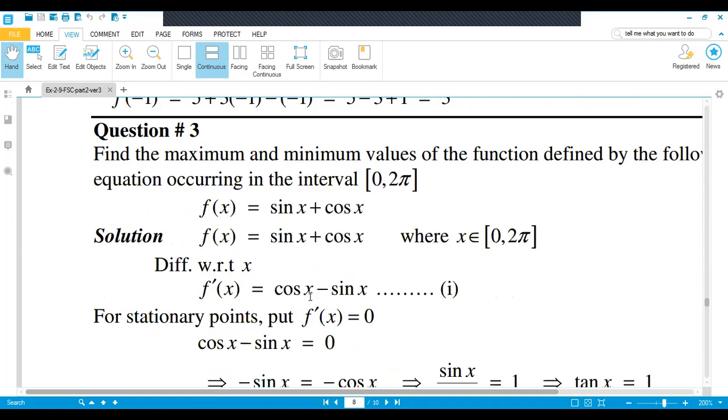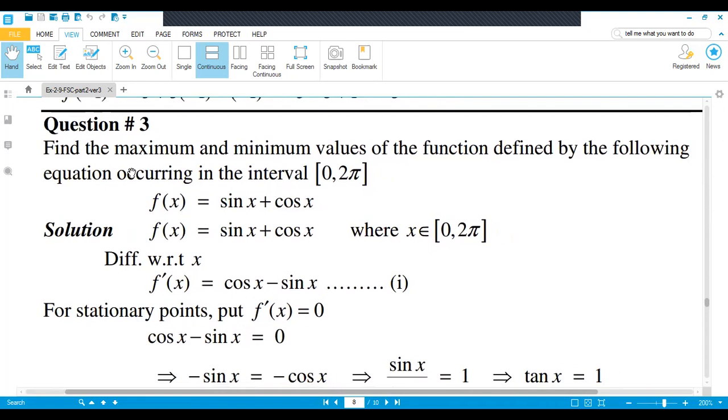Now come to question number 3. From question number 3, today we will start. Find the maximum and minimum value of the function defined by the following equation occurring in the interval 0 to 2 pi. Means that the interval is given from 0 to 2 pi. You have to find whether the function is maximum or minimum. The given function is sin x plus cos x.